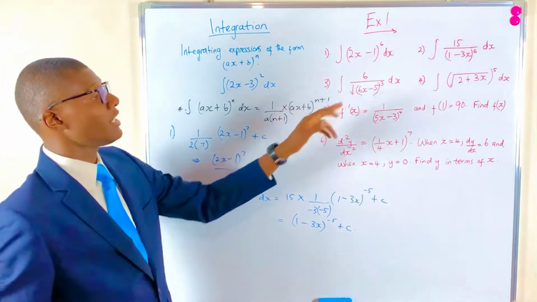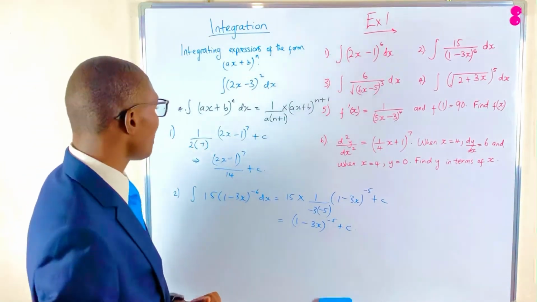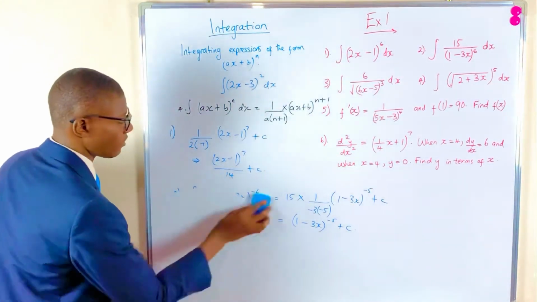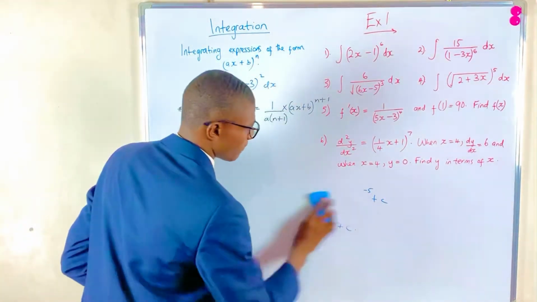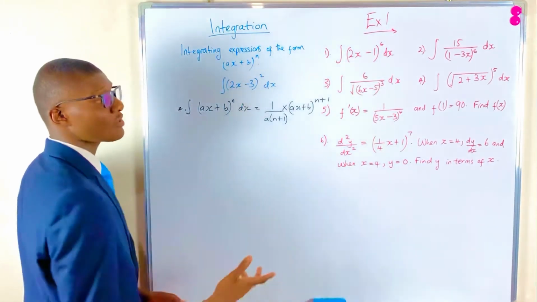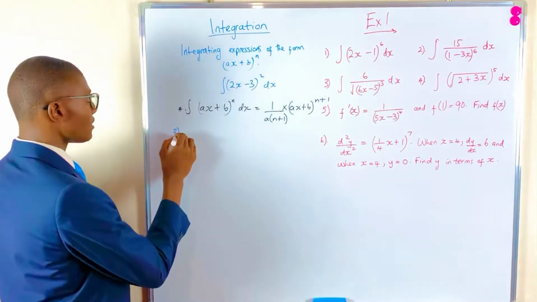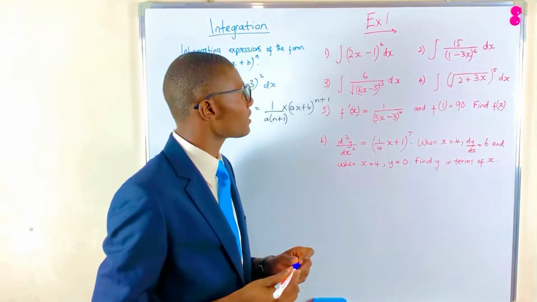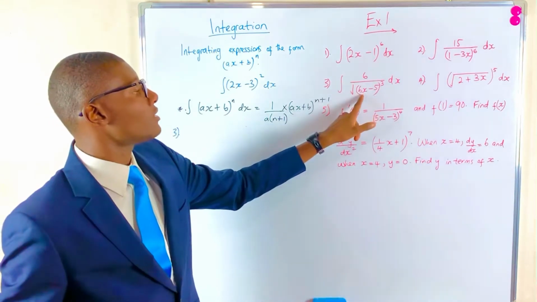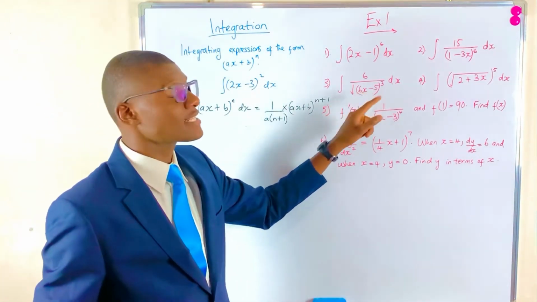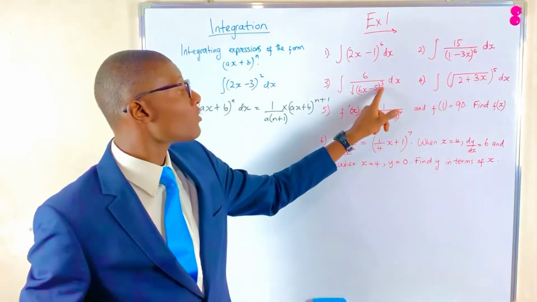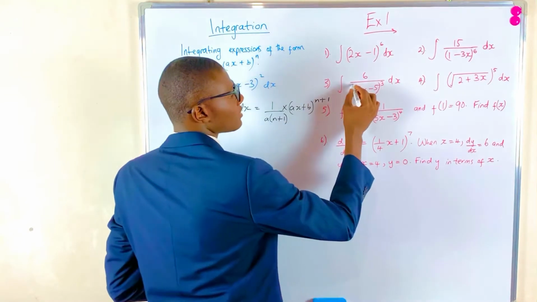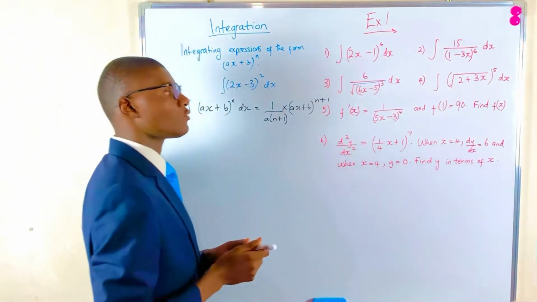And then number 3, same situation. We have to first of all break it down. So allow me to erase this part. Number 3, we have to break it down. If we break it down, we are removing this square root sign. So this is (6x - 5) raised to the power of 3, then the square root of all of that.